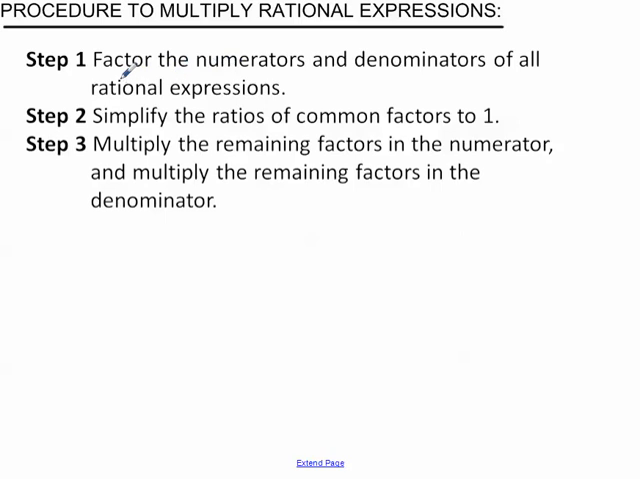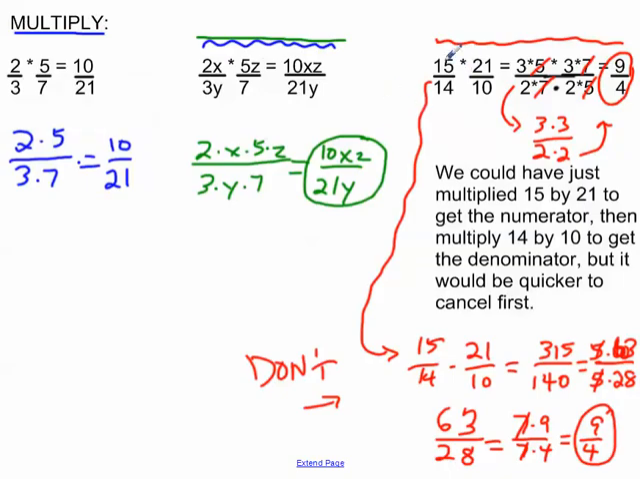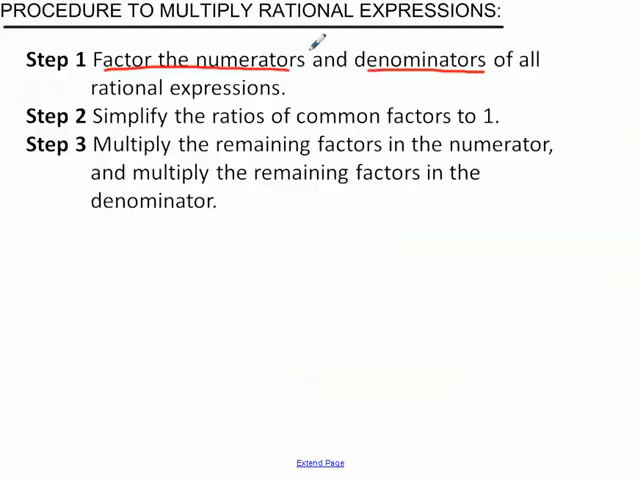So step number one would be to factor the numerators and factor the denominators. And if we go back to our previous example, that's what we did here. We factored 15 into 3 times 5, factored 21 into 3 times 7, and 14 and 10 we factored. So that was our first step. Second step was to simplify the ratios of common factors to 1.